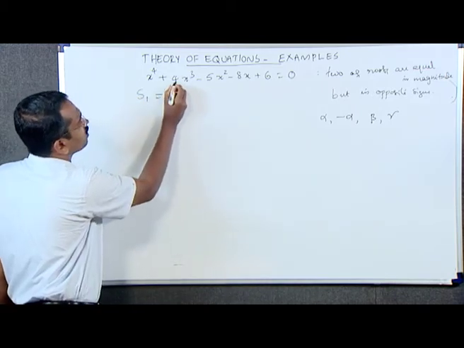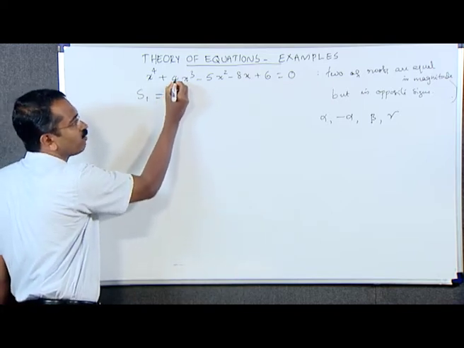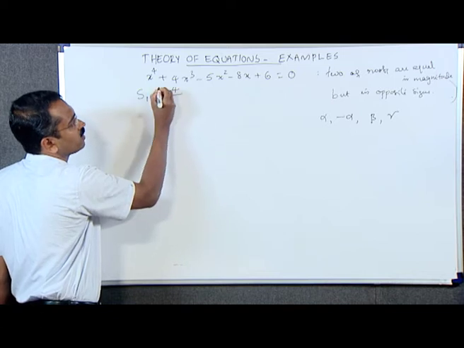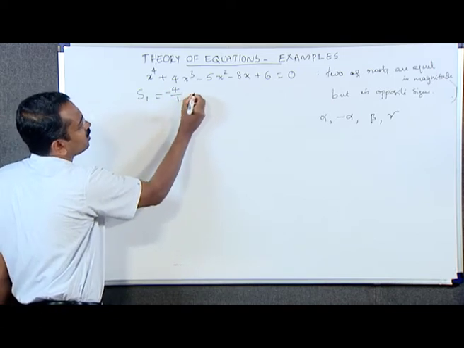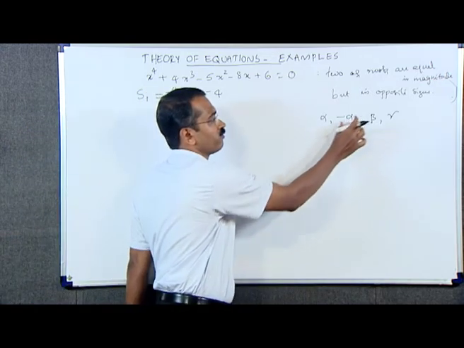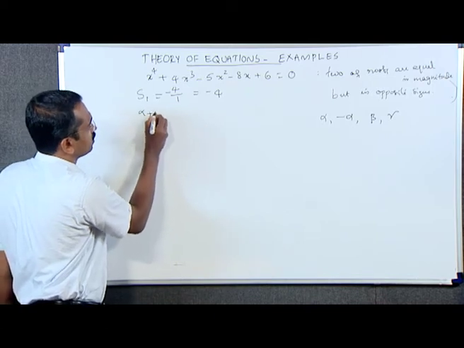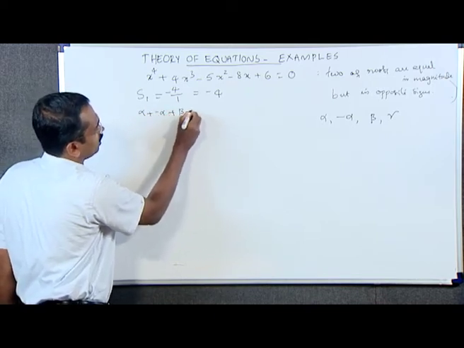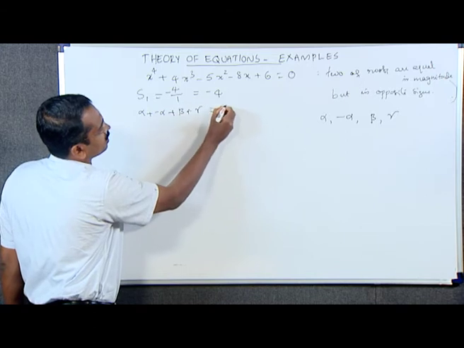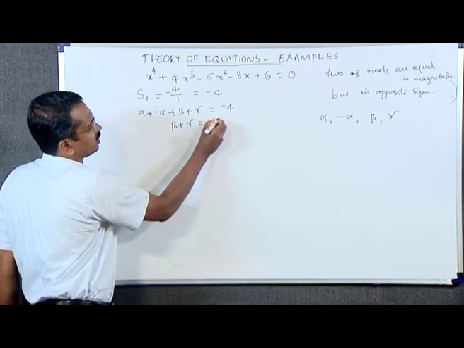S1 means the negative of the coefficient of x cube divided by the coefficient of x raised to 4, that is S1 is equal to minus 4. But S1 is the sum of these 4 roots, that is alpha plus minus alpha plus beta plus gamma, which is equal to minus 4, that is beta plus gamma is equal to minus 4.